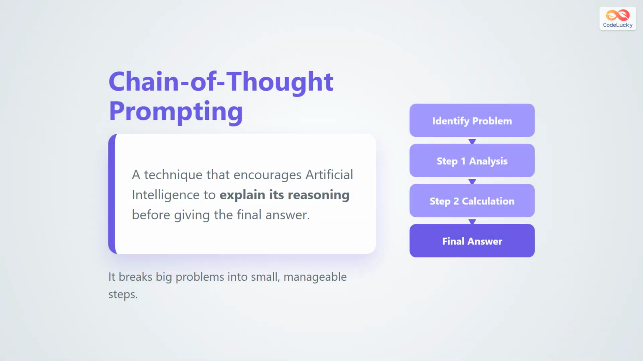This is where chain of thought prompting comes in. It is a technique that forces the AI to explain its reasoning before giving a final answer. By breaking a big problem into smaller links in a chain, the model can navigate through the logic without getting lost.